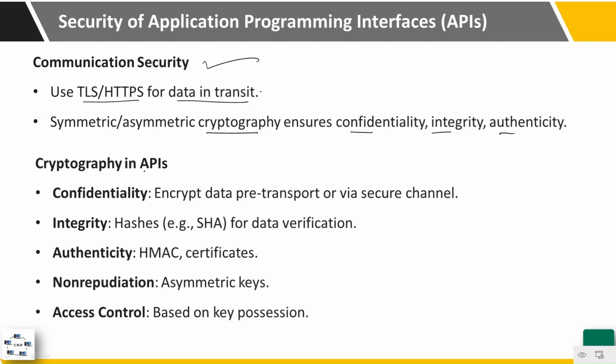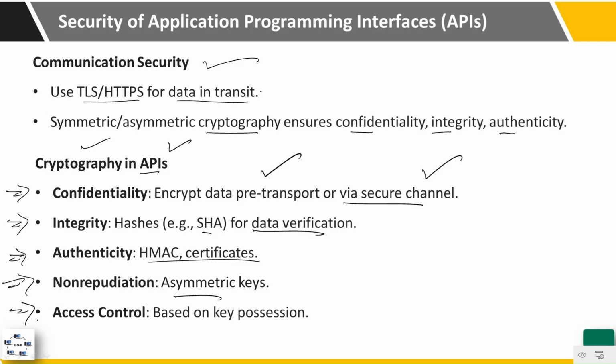So different ways in which cryptography is used in APIs, such as for confidentiality, we need to encrypt data either pre-transit before transporting the data, as well as during transit where the secure tunnel. Integrity is ensured through hashes such as hashing algorithm of SHA-256 or SHA-1. For data verification, authenticity is done through HMAC and certificates, non-repudiation through asymmetric keys, and access control is done based on key possession.